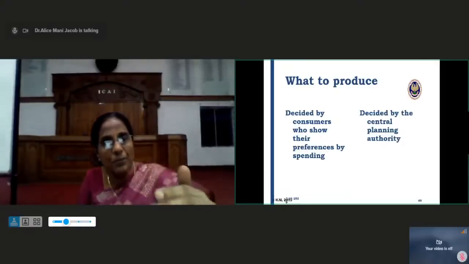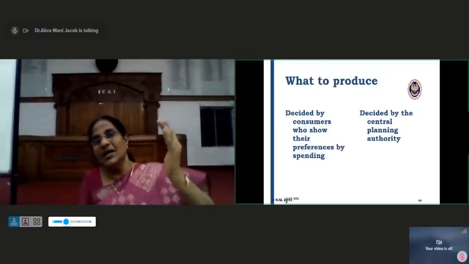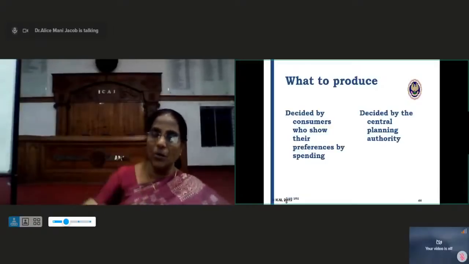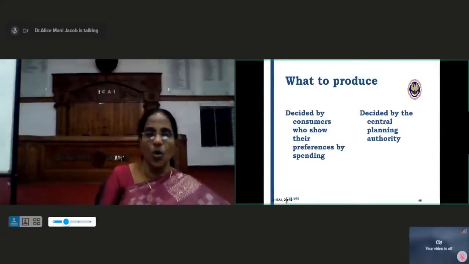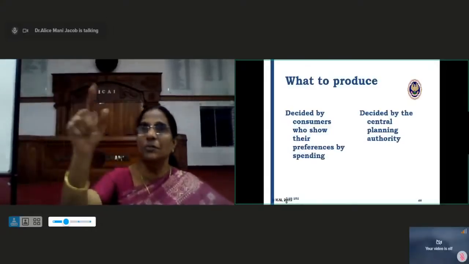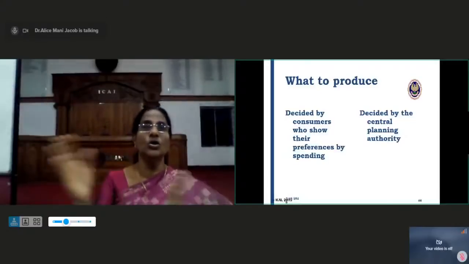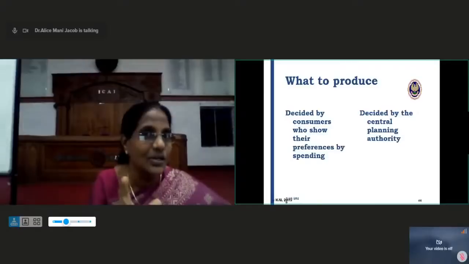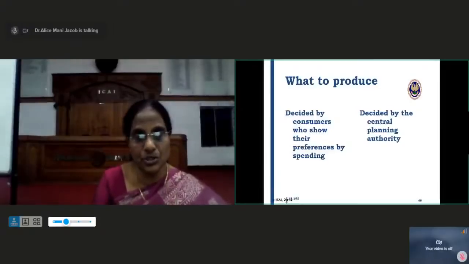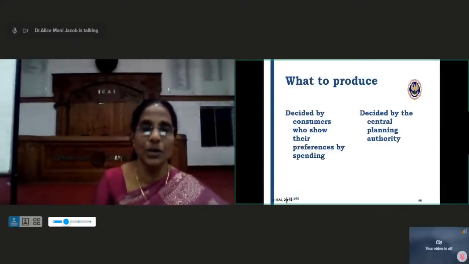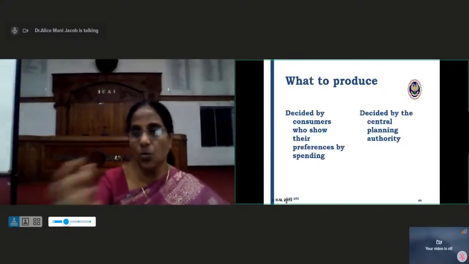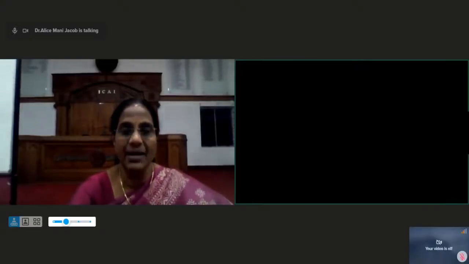You express your preferences. How do you express your preferences? Just like you put your vote in our voting machine, you decide who you are voting for, isn't it? Like that, you go to the shop and decide this Colgate toothpaste is there. All those toothpastes are there. Consumers decide to buy this type of toothpaste, that will be produced. This type of mobile phone, that will be produced. This type of trousers, that will be produced. But in socialism, what to produce is decided by the centralized planning authority.